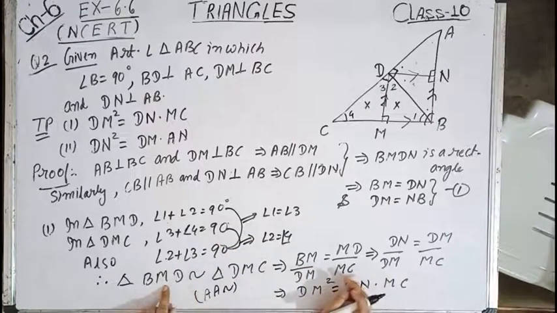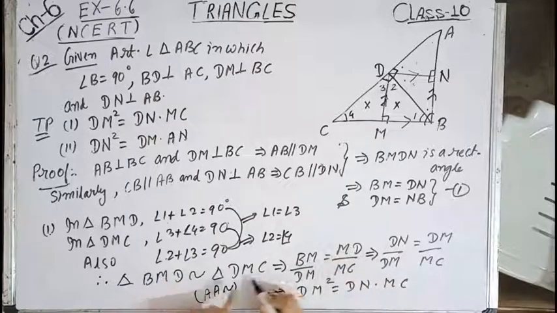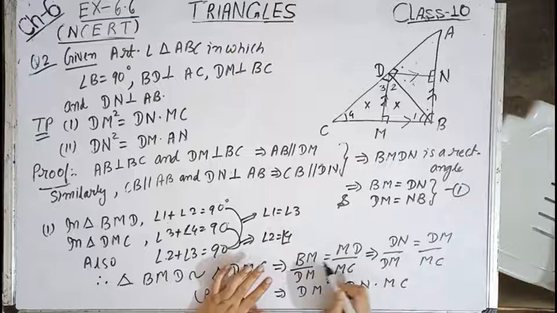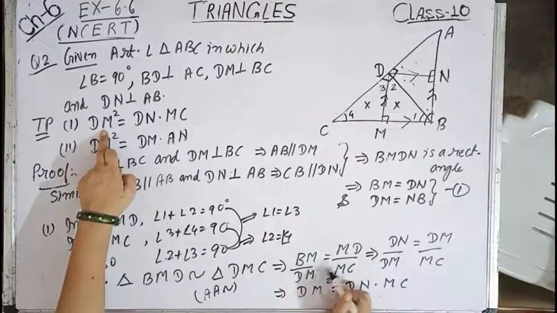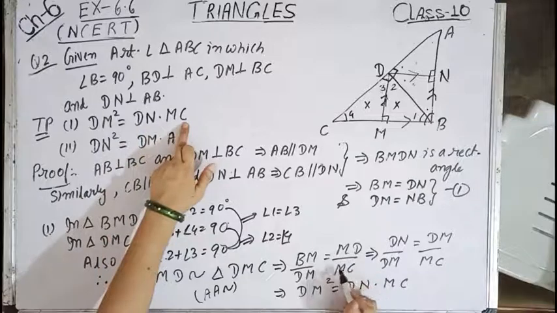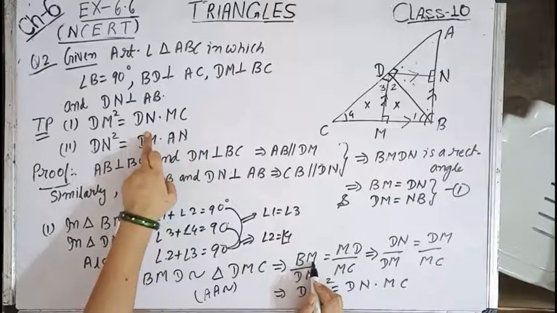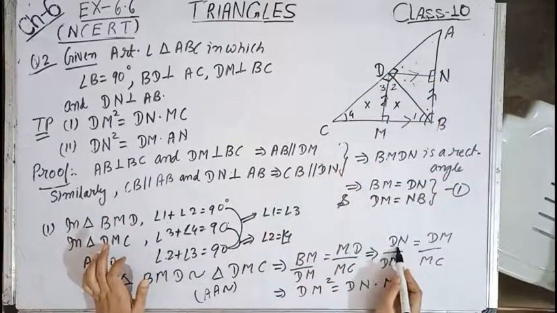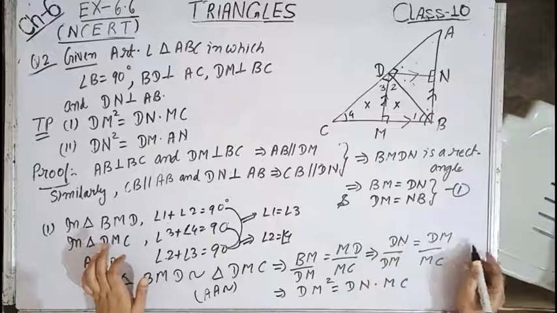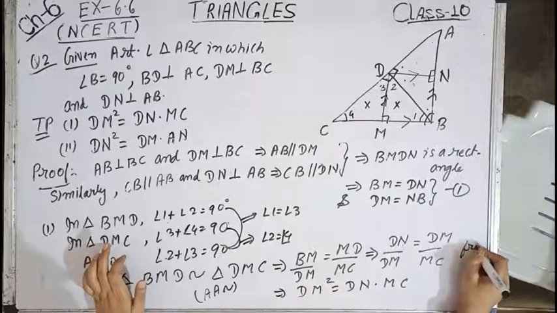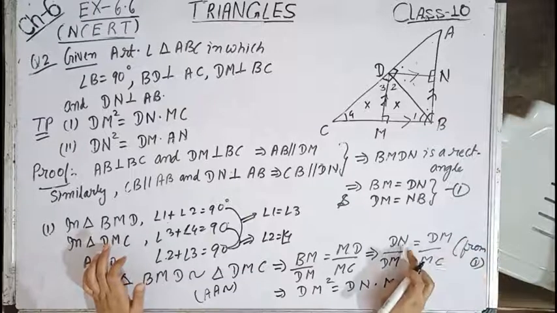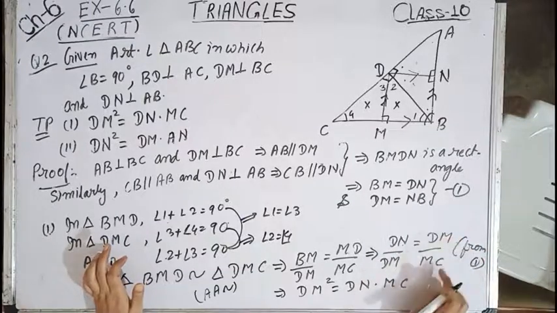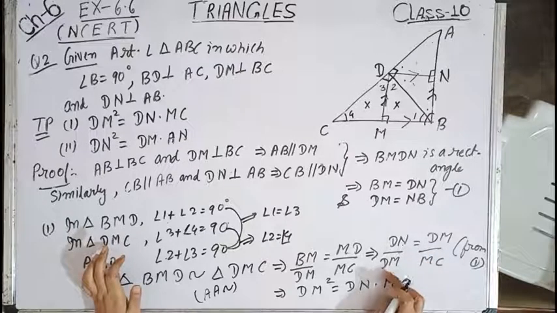the ratio equal. So BM by DM equals MD by MC. Now over here we need DM square equals DN into MC. Now over here it is BM. So obviously BM and DN must have a relation. So you can see that BM equals DN. So I have written over here in place of BM, DN. You can write the reason from 1. Therefore DN by DM equals DM by CM. Now cross multiplication, DM square equals DN into CM, and hence the first part is proved.